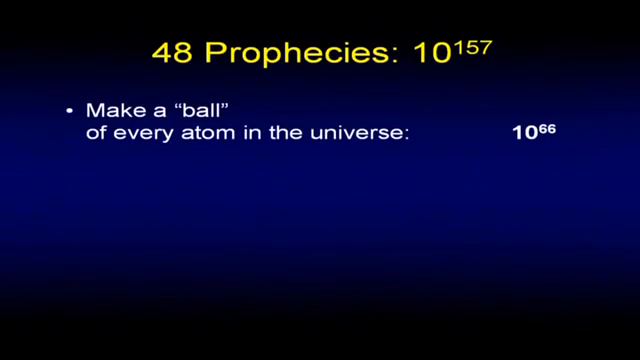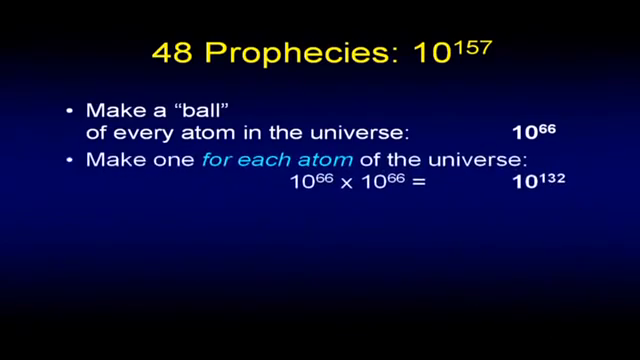I'm going to make a ball, a collection, of every atom in the universe. Turns out there's a widely accepted estimate that there's about 10 to the 66th atoms in our galaxy. Okay? But I'm only at 10 to the 66th. I've got to find a way to get to 10 to the 157th. I will make such an imaginary ball for each atom in the universe. So I got 10 to the 66th times 10 to the 66th. Now I'm up to 10 to the 132nd. Ooh, I'm still a long way from 10 to the 157th.